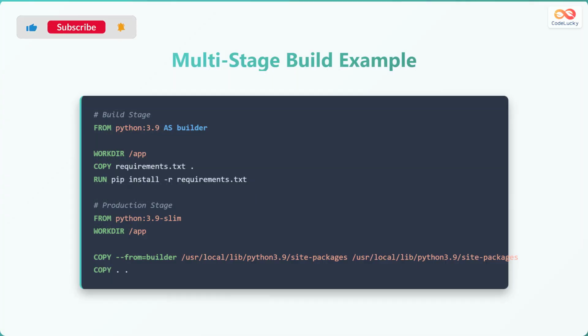Now let us examine a multi-stage build example. Here the Dockerfile is split into 2 stages. The first stage, named Builder, uses a Python 3.9 image. It installs the dependencies similar to the single-stage build. In the second stage, a slim version of Python 3.9 is used. It then copies only the installed dependencies from the Builder stage, along with the application code. This results in a much smaller final image.